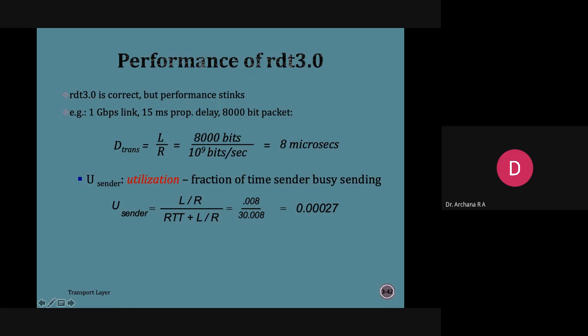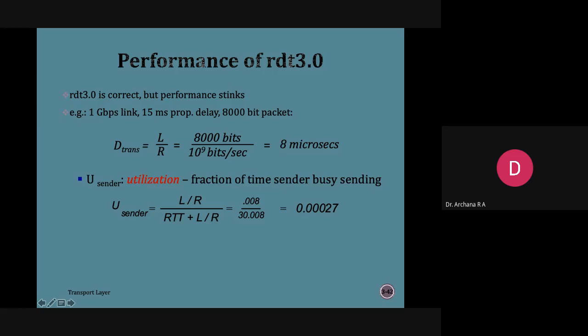So L divided by R, you are going to get 8 microseconds. If you convert 8 microseconds into seconds, you are going to get 0.000008 seconds. In the same way, for RTT plus L by R, whatever we have already calculated, L by R is equal to 8 microseconds. Here this microsecond has been converted to milliseconds. 1 microsecond is equal to 0.001 millisecond. So if it is 8 microseconds, converting into milliseconds, you are going to get 0.008 milliseconds.